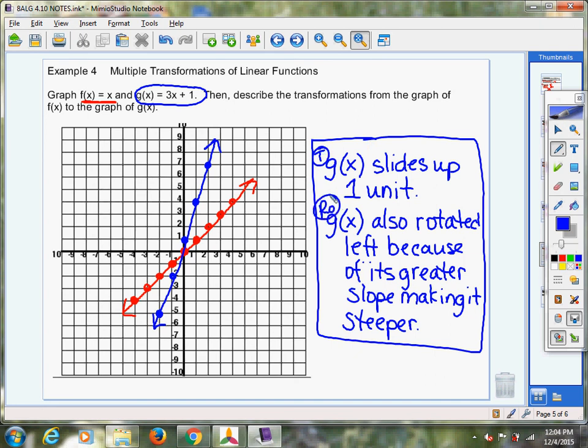It would be a reflection if the slope was -1 versus +1. But because our original slope was 1 and our new slope is 3, those are two different slopes, which means it's just a rotation. One line will be steeper than the other.